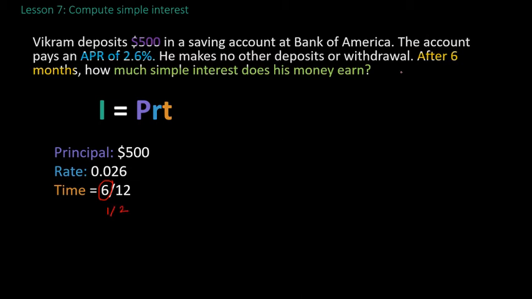So if it's convenient for you to think of this as, oh yeah, I know 6 months is half a year, you can plug in 1/2, or you can plug in the number of months that passed divided by the total months in a year to figure this out. Either way is fine because these ratios are equivalent. This is the number one mistake I see in simple interest. This is actually the reason why I chose this topic.